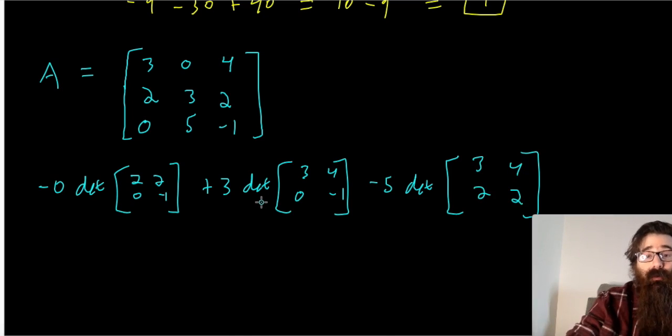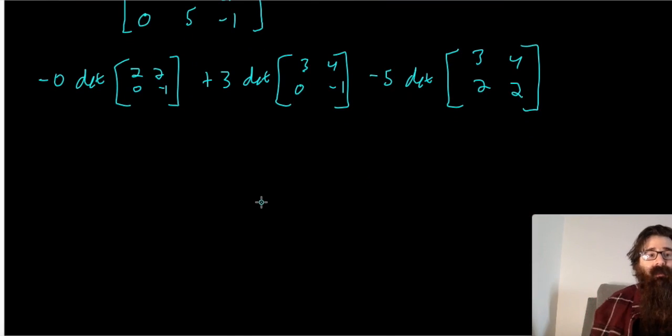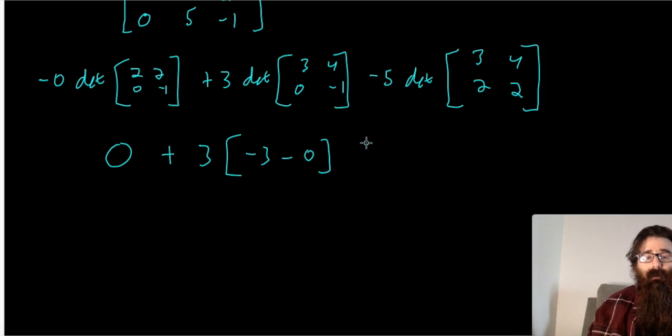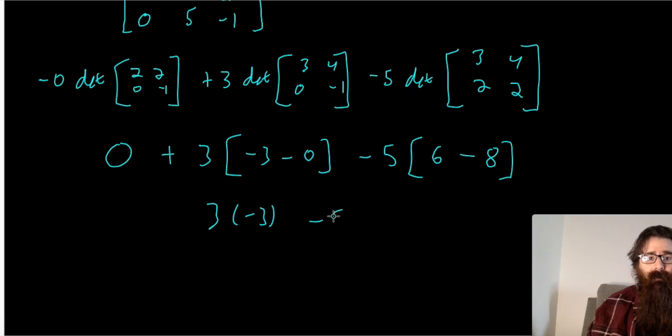And now I compute the smaller 2 by 2 determinant. Here where I have the 0 right in front, it doesn't matter what this is. I'm going to multiply it by 0 anyway, so that's gone. Then I have plus 3 times 3 times -1 is -3, minus 4 times 0 is 0. And here I have minus 5 times 3 times 2 gives me 6, minus 4 times 2 is 8. We can go through the rest of the arithmetic. So here I have 3 times -3, minus 5 times -2, and this is -9 plus 10, gives me 1.